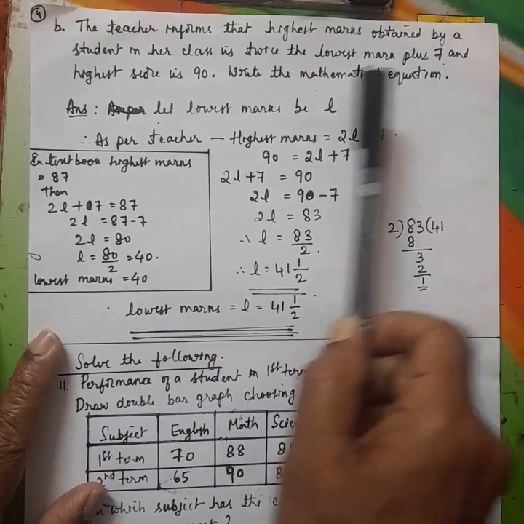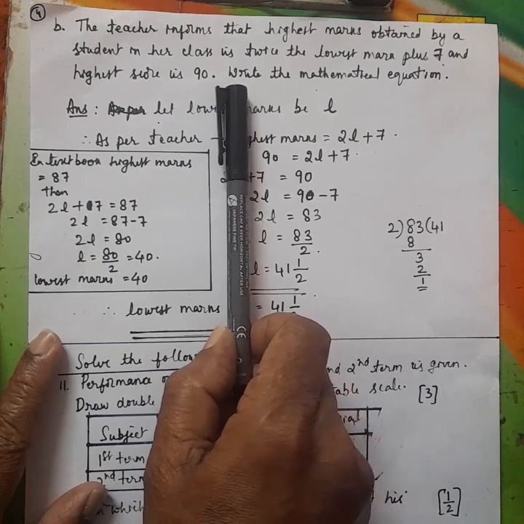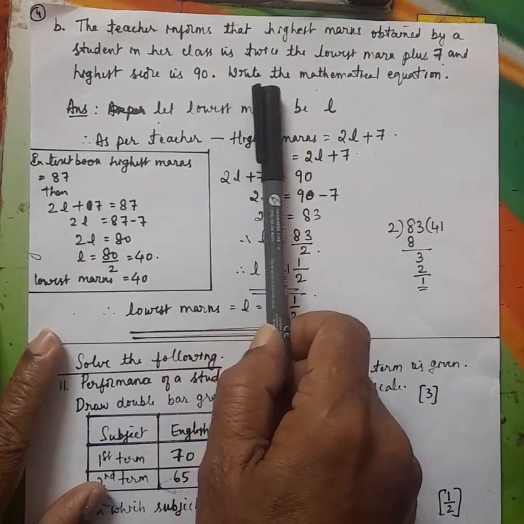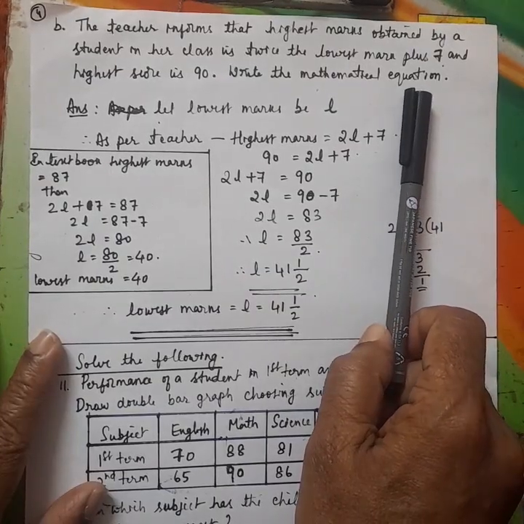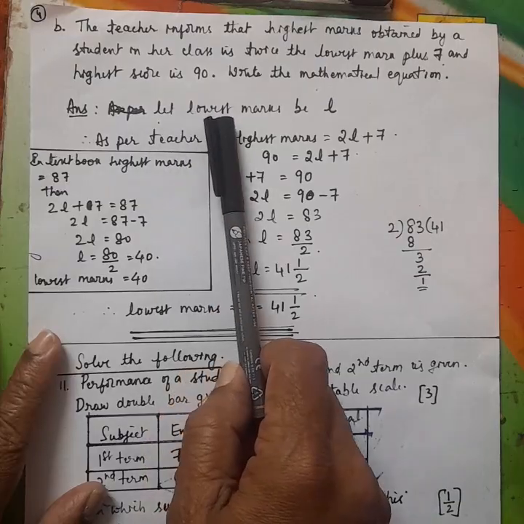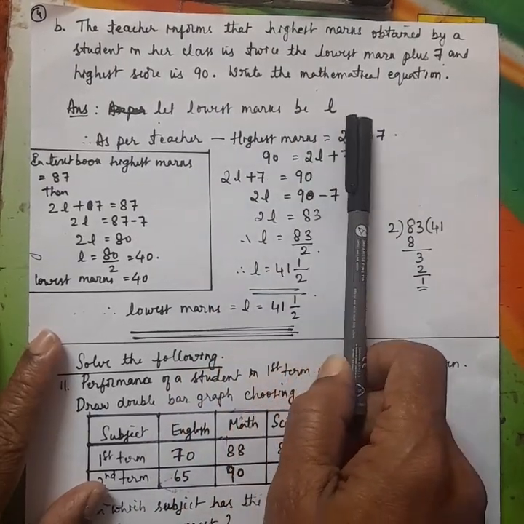So if the highest marks is 90, find the lowest marks. You have to write the mathematical equation and find the lowest marks. Let us take the lowest marks as L. Let the lowest marks be L.